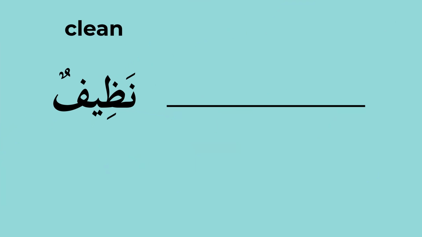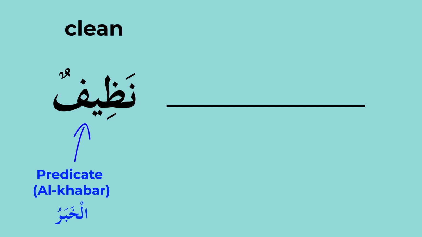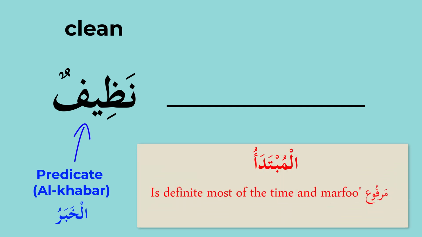Now the next one. Can you see the next one? What is given here? It is the khabar that has been given. So we have to bring a proper mubtada, but we have to bring it from our head. It's not mentioned here. And the mubtada is marfu, and it is also definite. Are you with me, brothers and sisters? It is definite. Fine. Nazifun. Something is clean.